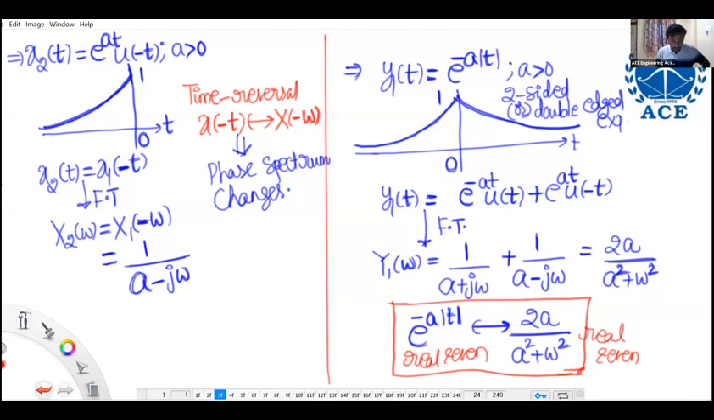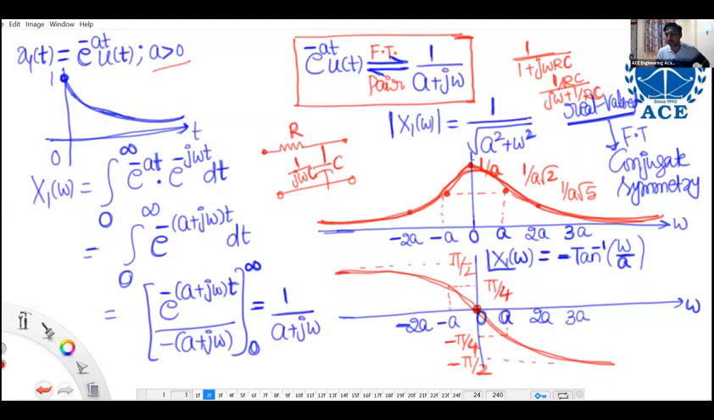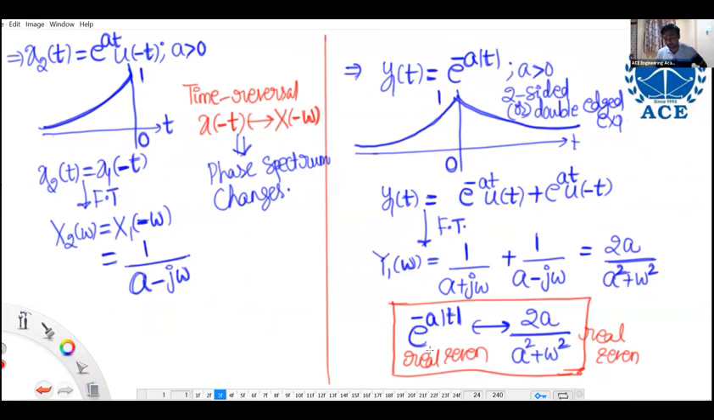Don't confuse this with our first statement: a real valued signal has conjugate symmetry. Just real valued means no apparent symmetry for that. A real signal can be individually even or individually odd. If the signal is real and even, the spectrum is real and even. So a two-sided exponential is a Fourier transform pair with 2a by a square plus omega square.